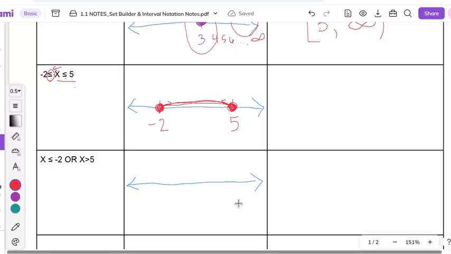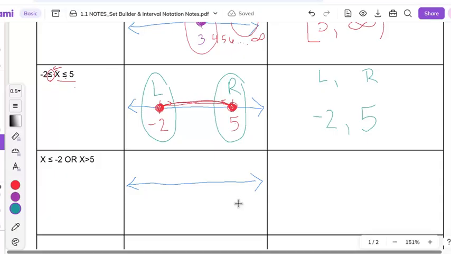Okay, so interval notation. We've got left and right. So on the left of the red graph is this side, and on the right of the red graph is that. So on the left, our critical number is -2. On the right side, our critical number is 5. So let's figure out brackets or parentheses. So the -2 is included, that gets a bracket. The 5 is also included, that gets a bracket. So see how I do them separately?